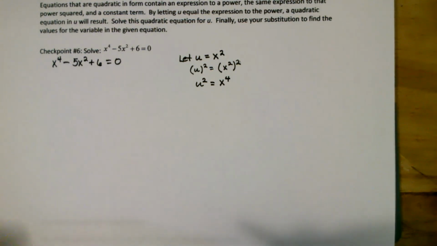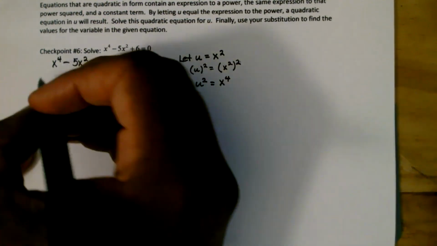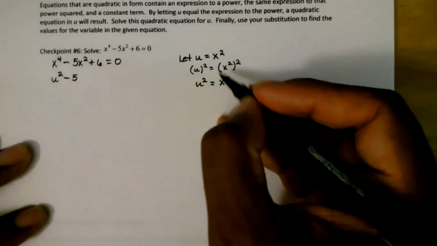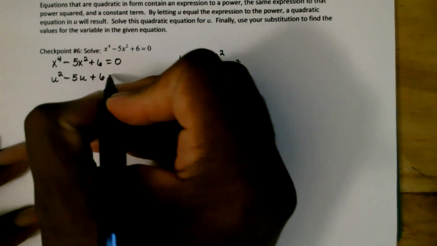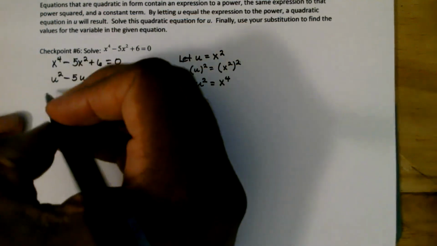Okay, so this is what we're going to do here. That x to the 4th will be substituted with u squared. Minus 5 times that x squared will be substituted with u, because we're letting u equal x squared. And then bring down the plus 6 equal to 0. So now we have an equation that is in the form of a quadratic. u squared minus 5u plus 6 equal to 0. Now in this case, we can factor this into two binomials.